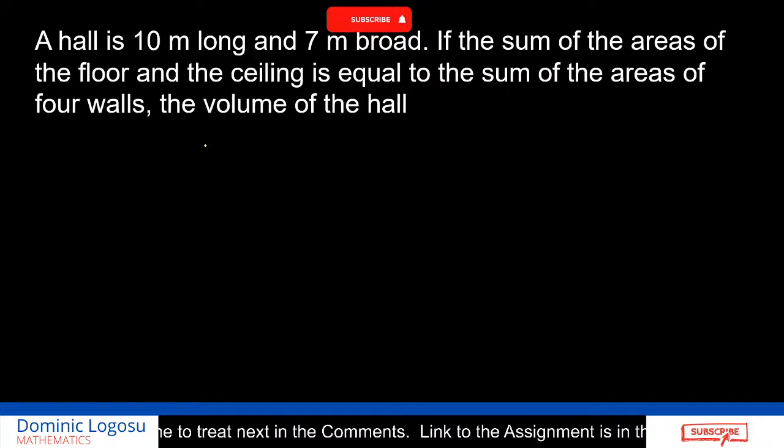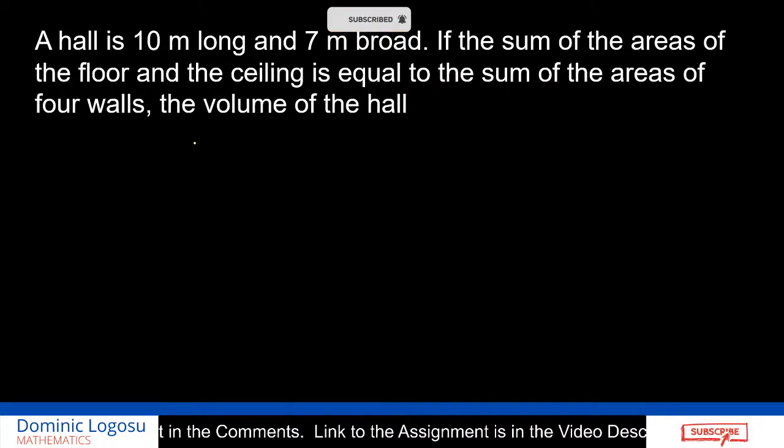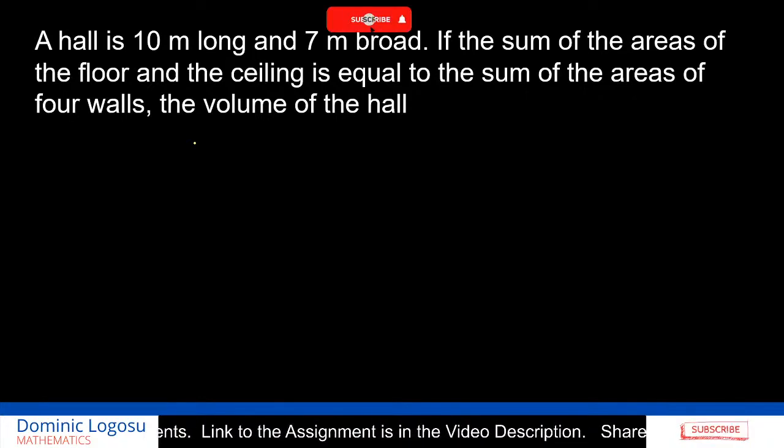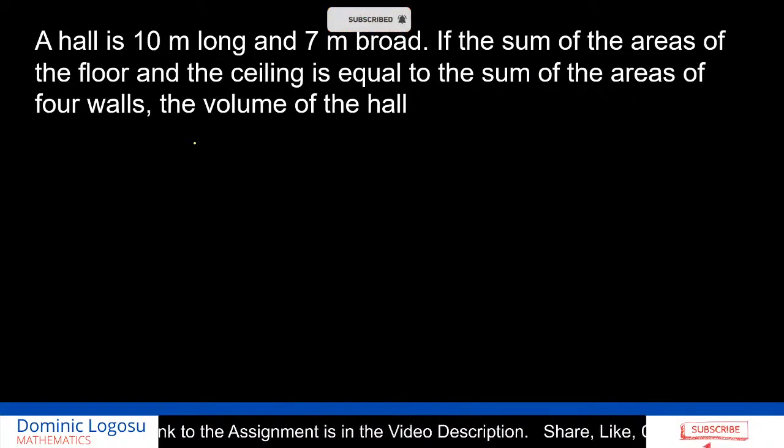This example is saying that a hall is 10 meters long and 7 centimeters broad. A hall should look like a box. Okay, and then if the sum of the areas of the floor and the ceiling is equal to the sum of the areas of the 4 walls, the volume of the hall is, it's supposed to be over here.